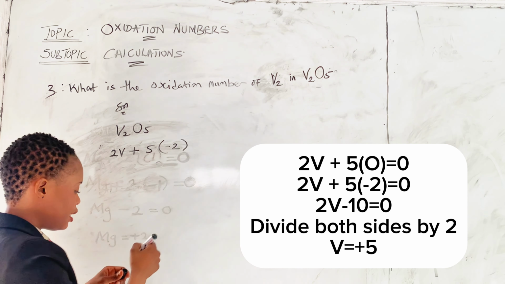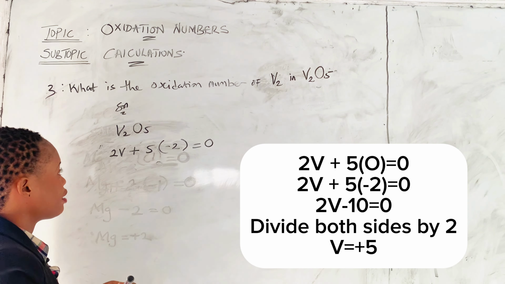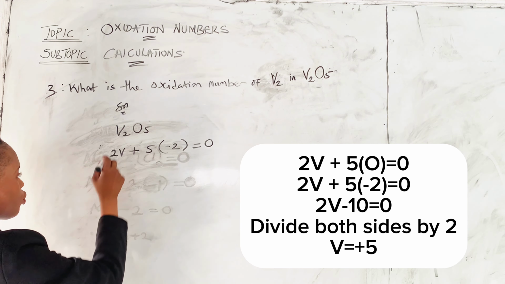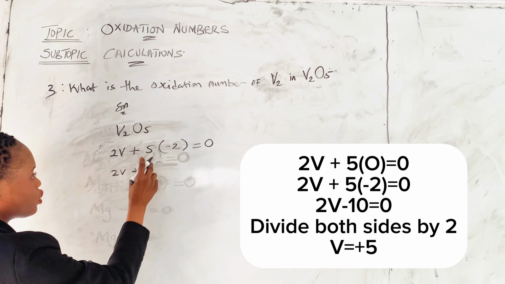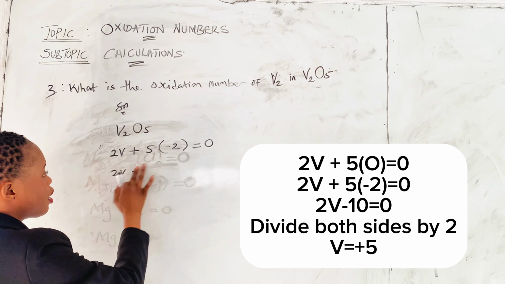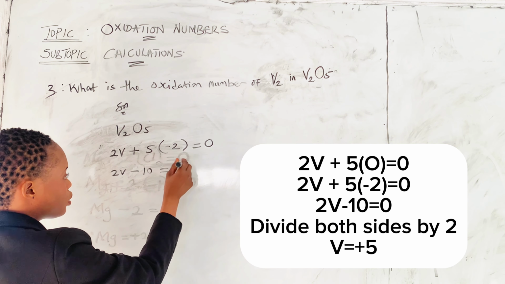Oxygen belongs to group 6 in the periodic table. So everything will equal 0. Why? Because there is no charge attached to this compound. So we can now solve. So 2V plus 5 times -2 is -10. So 2V minus 10 is equal to what?